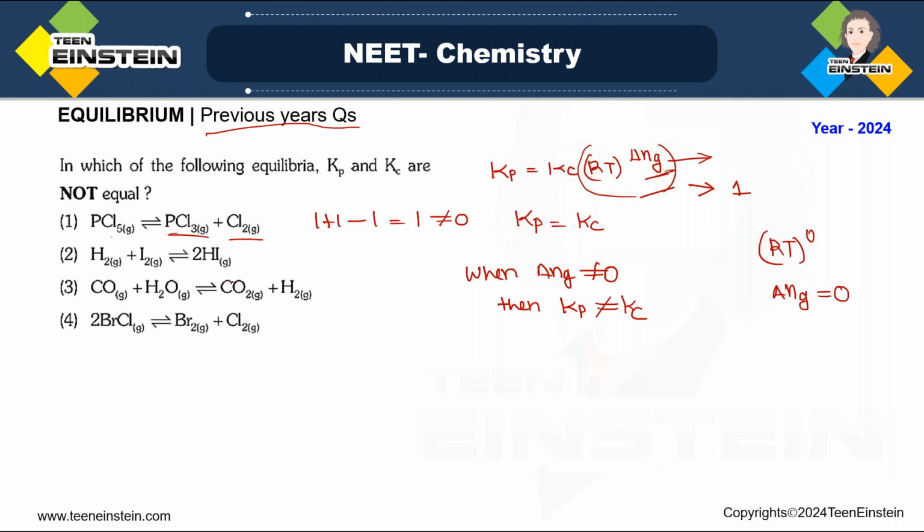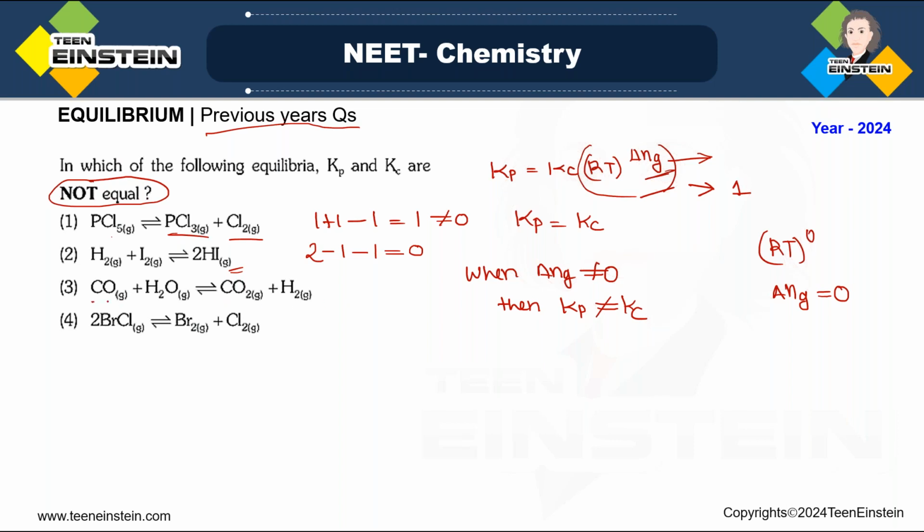Similarly, in case of the second one, H2 and I2 both are gaseous, and we are getting 2HI, that is also gaseous. So del Ng value, if we calculate, will be 2, which is for HI, minus 1, which is for hydrogen, minus 1, which is for iodine, and this is equal to 0. But when del Ng is 0, then Kp and Kc will be equal. But we have to find in which case it is not equal. So this is not our correct answer.